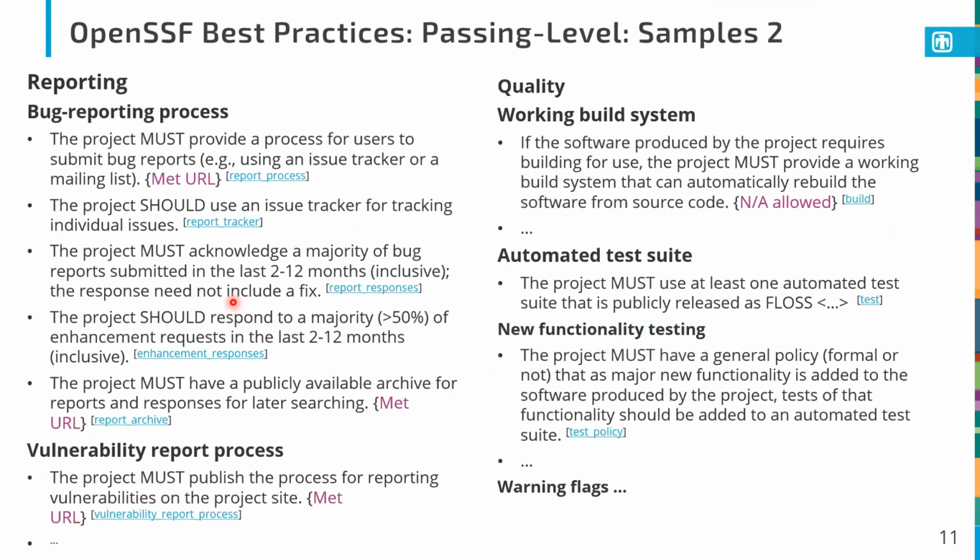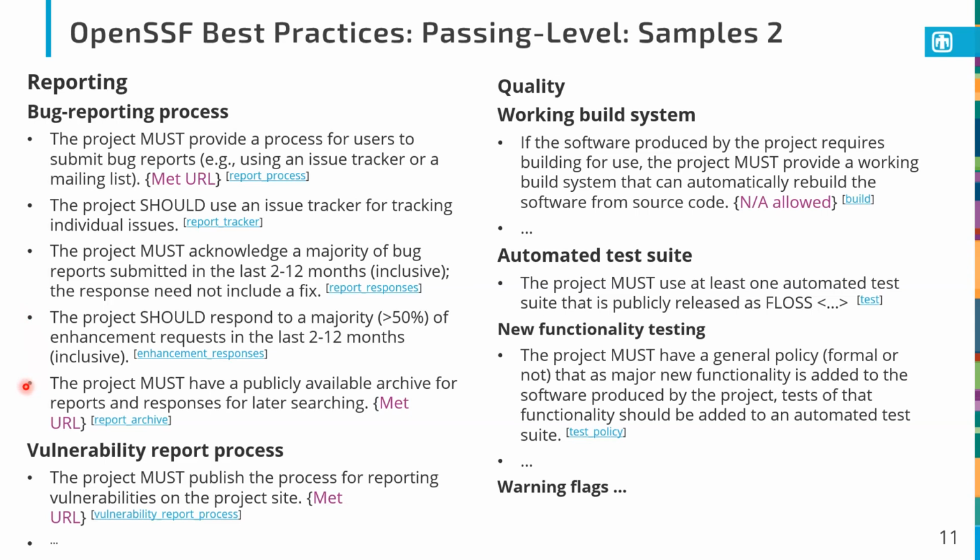So, more examples of sample practices at the basic passing level. On the reporting category and bug reporting process, the project has got to provide a process by which users can submit bug reports. That's the report process. The project should use an issue tracking system, but doesn't have to. The project must acknowledge major bugs that are reported within the last 2 to 12 months inclusive, but the response need not include a fix. That's interesting. So I guess your software is allowed to have bugs and still be at passing. The project should respond to the majority of enhancement requests within the last 2 to 12 months. It actually doesn't require you to respond to all enhancement requests, just at the passing level.